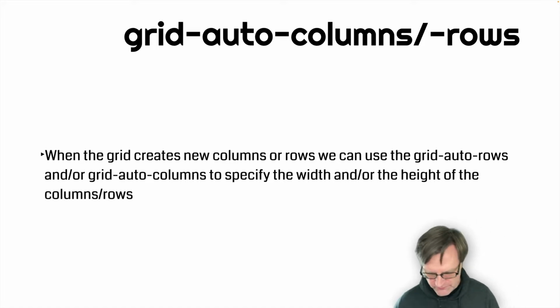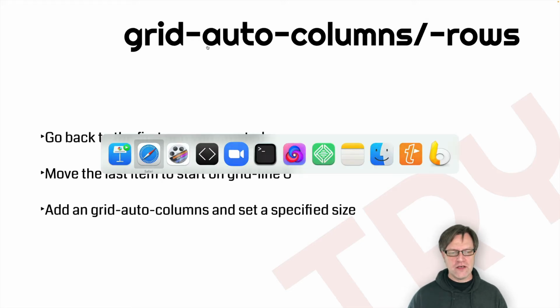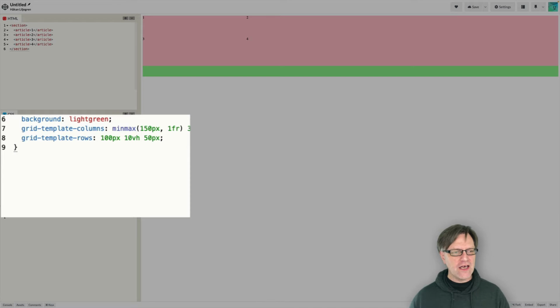So let's try this one out. Let's go back to the first pen we created and try to move the last item to start on grid line number 6, and then add a grid outer columns and set the specified size. Back here I have the first one we created, the one with just 4 articles. Now if I explicitly would like to place this one, first of all, how can I target that one? Well, we can use an nth child, of course.